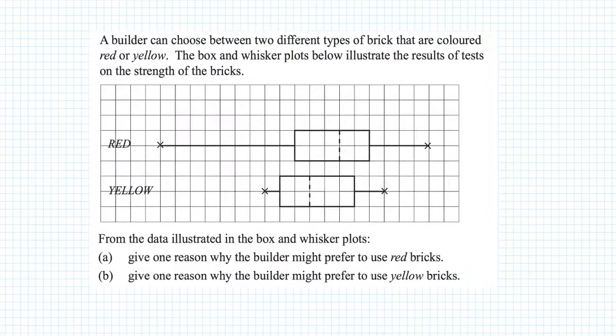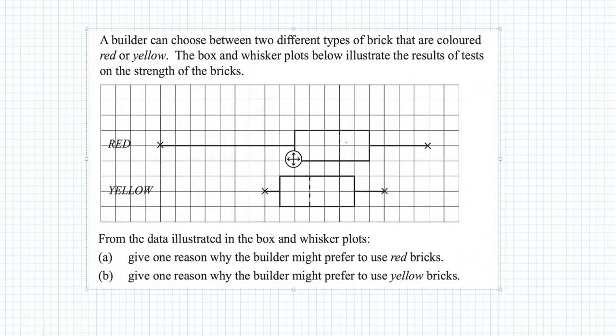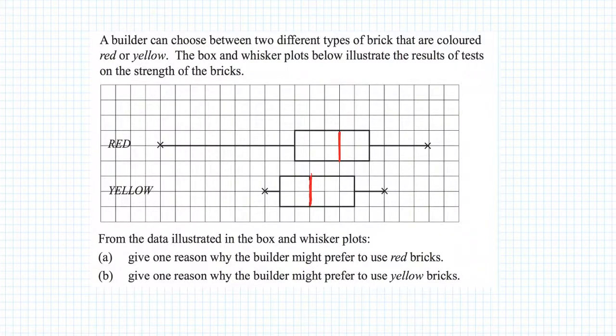A builder can choose between two different types of bricks that are coloured red or yellow. The box and whisker plot below illustrates the results of tests on the strength of the bricks. From the data illustrated in the box and whisker plots, give a reason why the builder might prefer red bricks. Well, the builder might prefer red bricks because if we compare those medians, the red bricks have a higher median, meaning they are stronger on average than the yellow bricks, perfect for building a house. So they have the higher average.